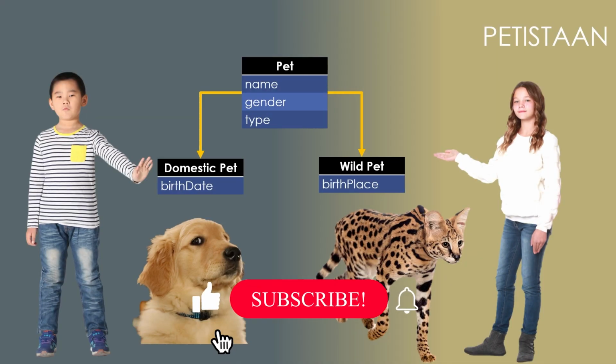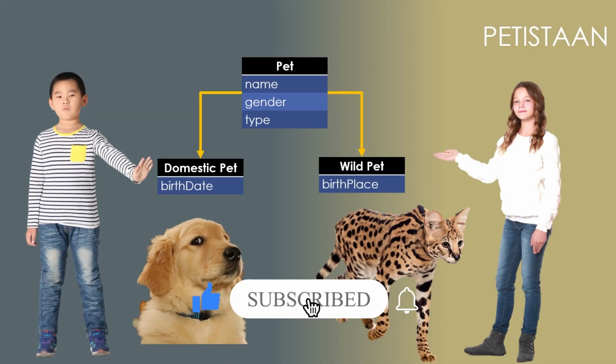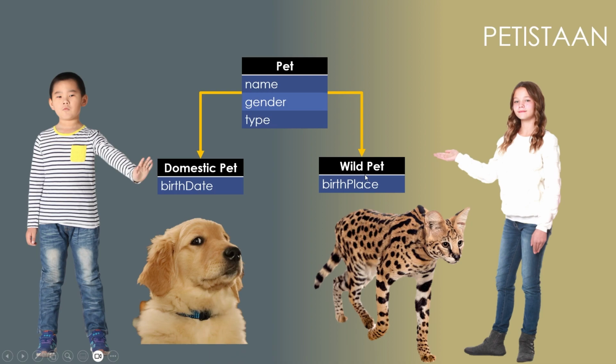As you remember, we were having this scenario of pets where we had a pet class and two child classes, a domestic pet and a wild pet. The pet class was having three common variables, and the domestic pet was having a birth date and the wild pet was having the birthplace.